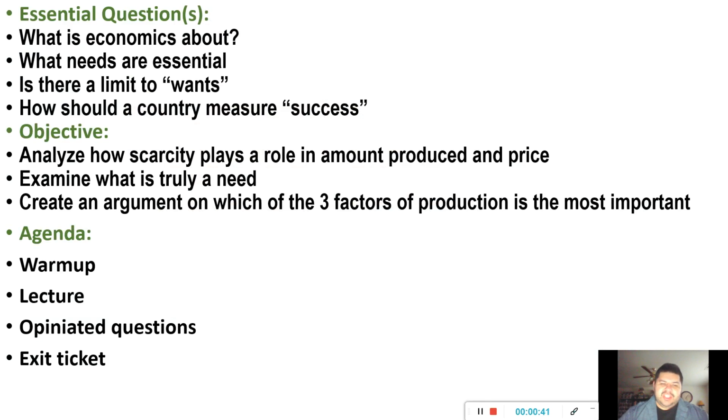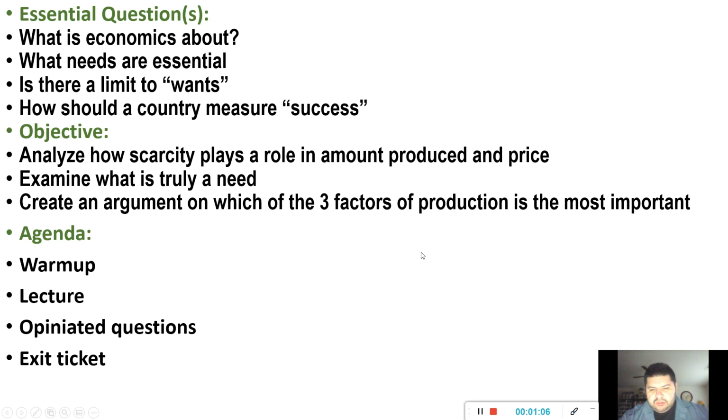All right, so let's look at the objectives. Today we're going to analyze how scarcity plays a role in the amounts produced and the price. Then we're going to examine what is truly a need, what is a need and what's a want. That's the focus for today's lesson. And then we're going to create an argument on which of the three factors of production is the most important.